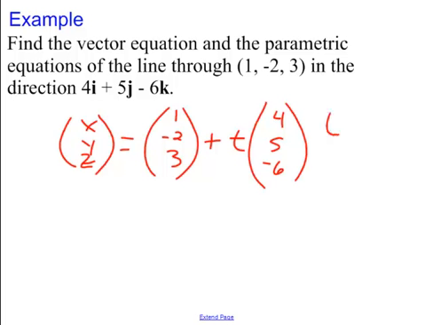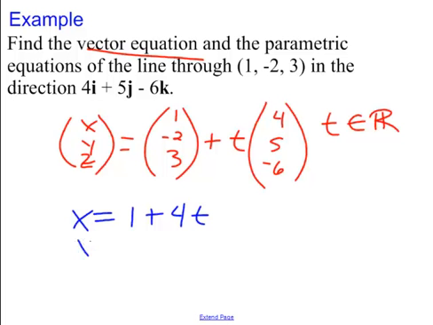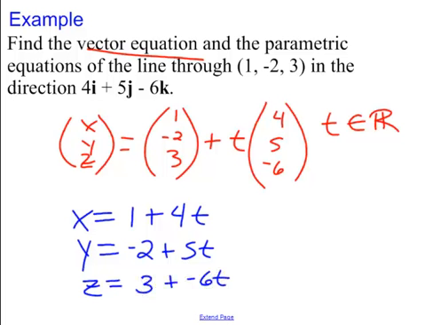No restriction at this point. t is in the set of reals. The first one, vector equation. Rewriting this into parametric equations, just set up x equals 1 plus 4t, y equals negative 2 plus 5t, z equals 3 plus negative 6t. Okay, we will just be working on vector equations and parametric equations when we're looking at 3 dimensions.